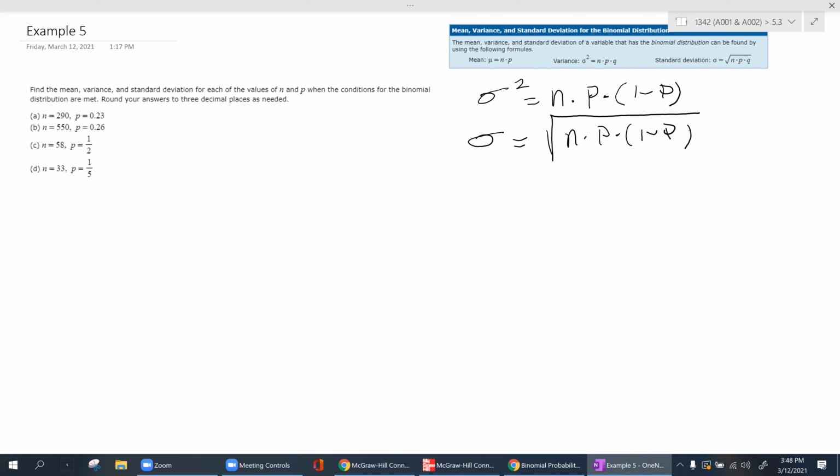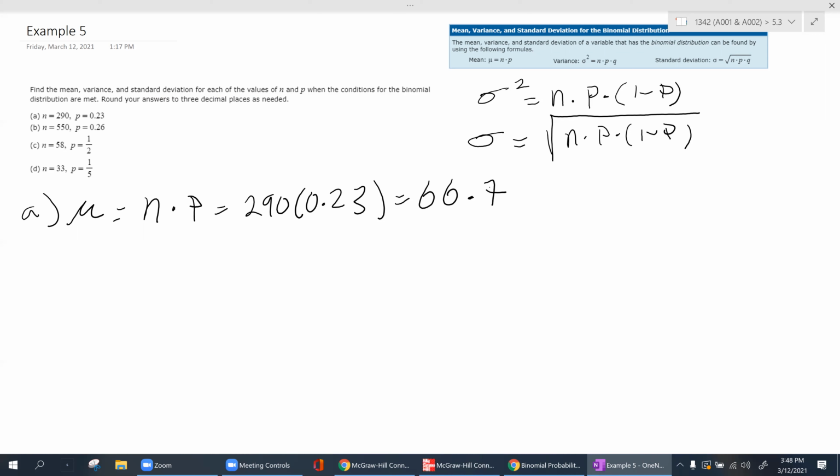So let's go ahead and plug that in. For a, let's find my mean. We know it's n times p, so this is going to be 90 times 0.23, and that gives me, very nice, my mean is 20.7. That's it.